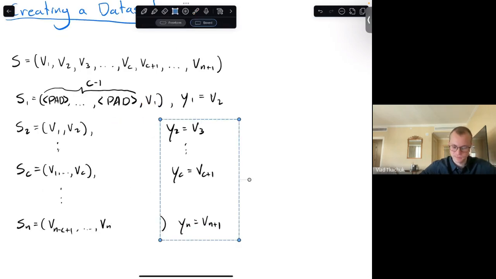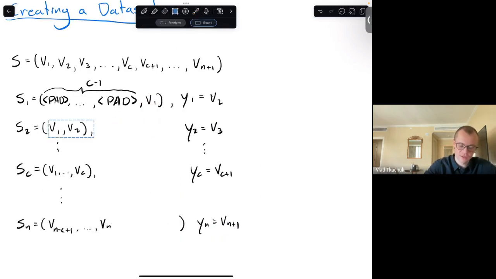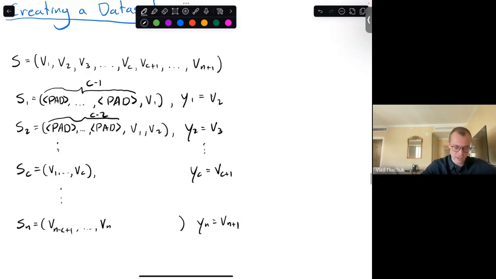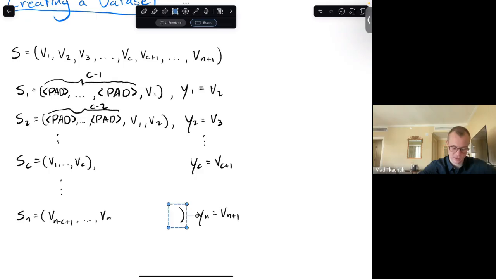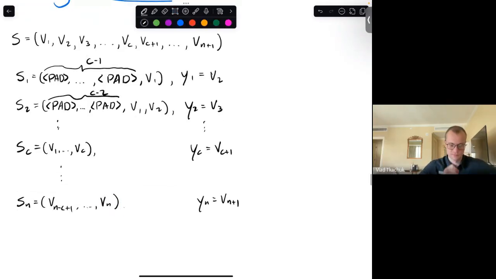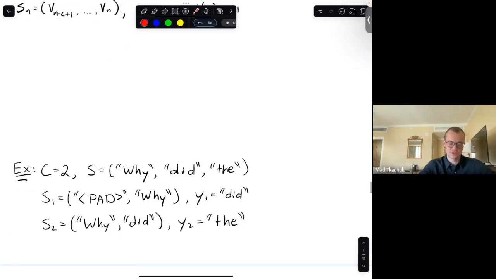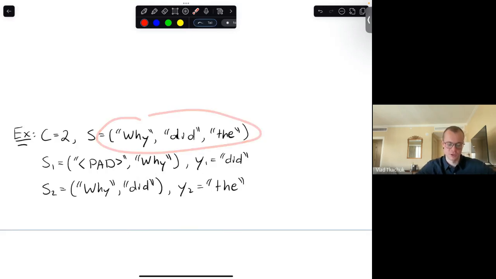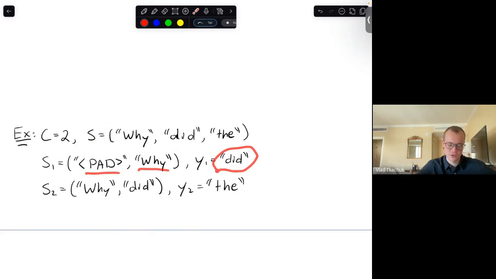And in this case, you would have had C minus 2 pad tokens. And then for the next ones, it is actually of the correct length. Okay. So yeah, in this example with just 3 input tokens, you would have a data set of 2 points, which is pad Y and then the word did. So from Y, you should predict did. And then your next data point would be Y did, and you should predict the word the.